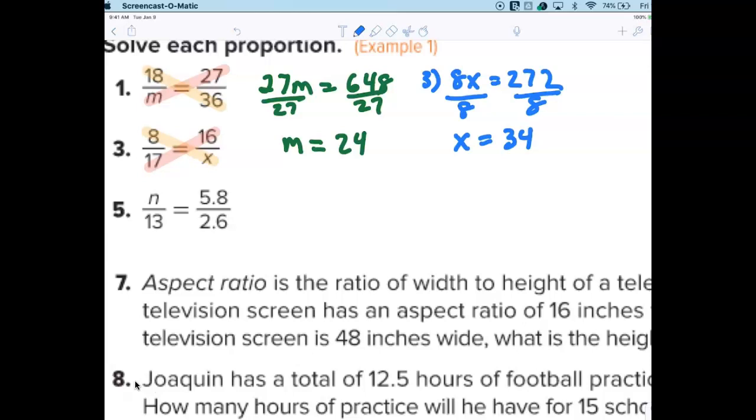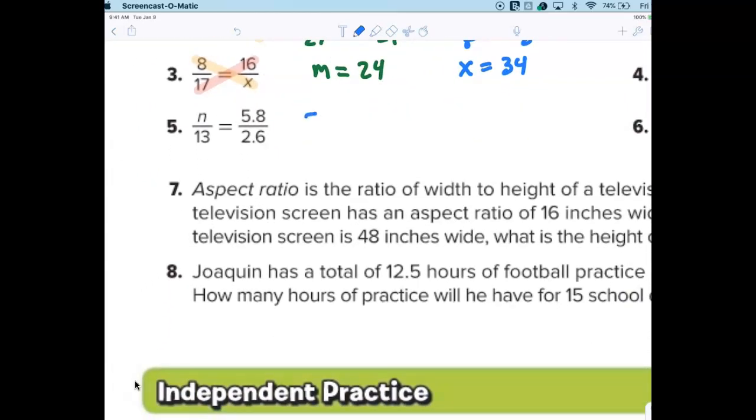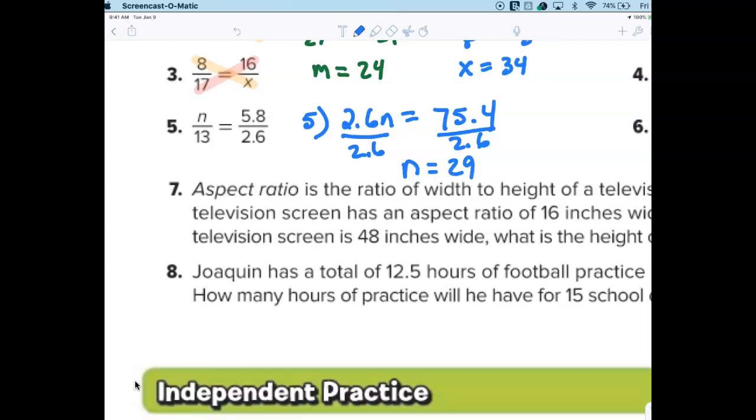All right? So now for question number 5. What am I doing? Tell me. Yep. 2.6n equals, and what is that? There you have it. Perfect. Divide by 2.6. N equals 29. Look, that's something.